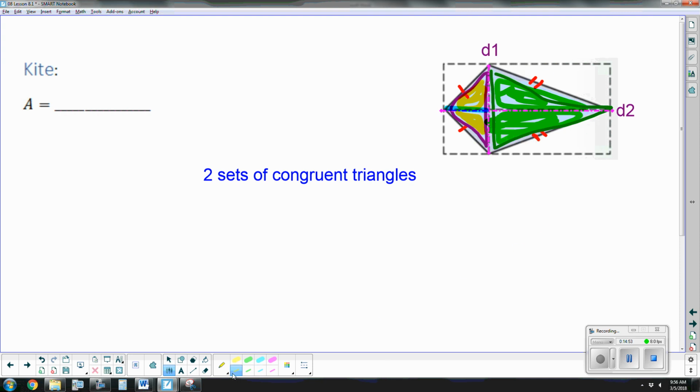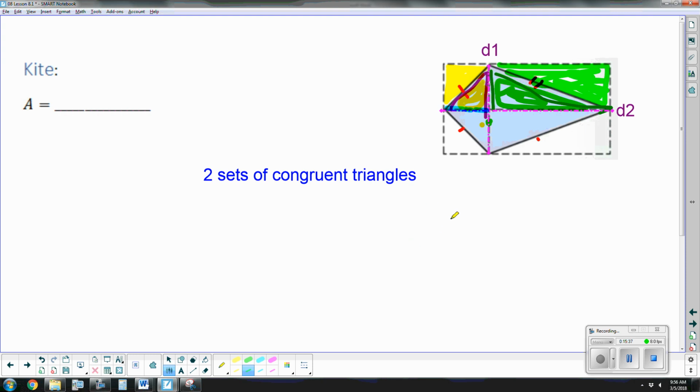So let's think about rearranging this. So if we move this triangle, it'll fit right here, because it's congruent to the first triangle, the other yellow triangle. And if we do the same thing over here, let's move this triangle up here. All right, now we have a rectangle.